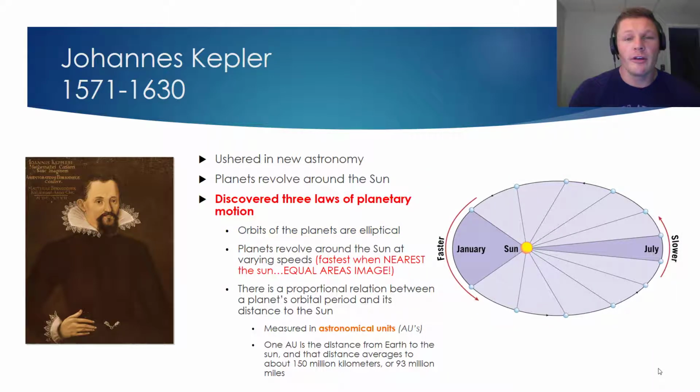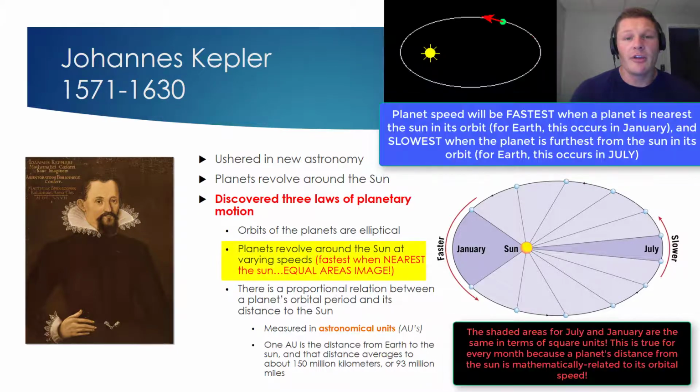Another very important discovery of Kepler's that's related to the elliptical orbit of planets is that planets revolve around the Sun at varying speeds. When the planets get closer to the Sun, they'll move faster, and when the planets are further away from the Sun, they'll move slower. Planet Earth is actually closest to the Sun in January and furthest away from the Sun in July.